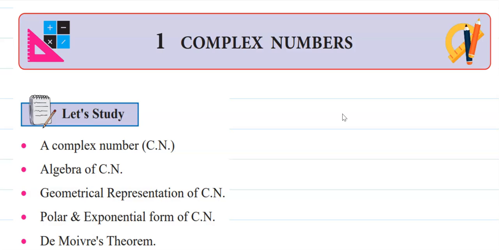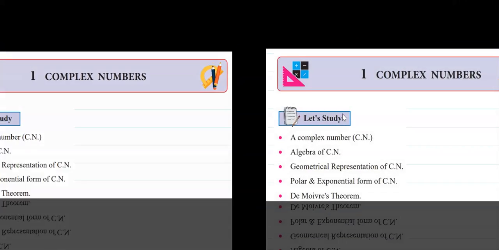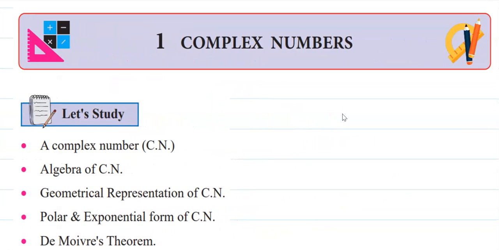मी या सर्वच माझ्या या व्हिडिओमध्ये I will explain in a very simple language. First of all the basic information, then all solved examples, and then all examples from the exercise. Now let us start today's first chapter, that is complex number.